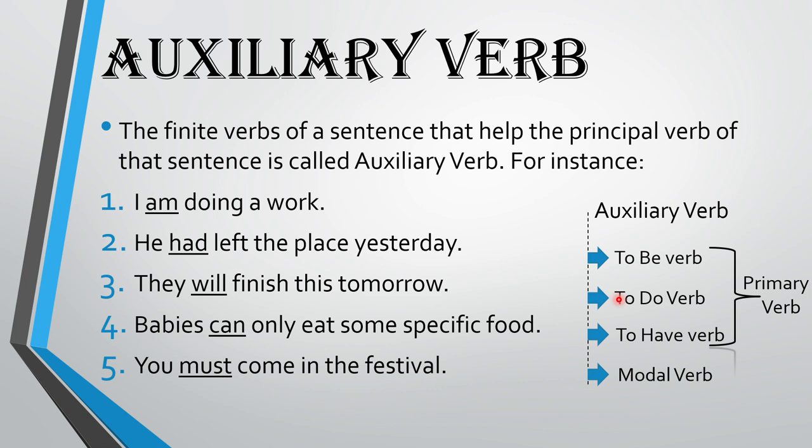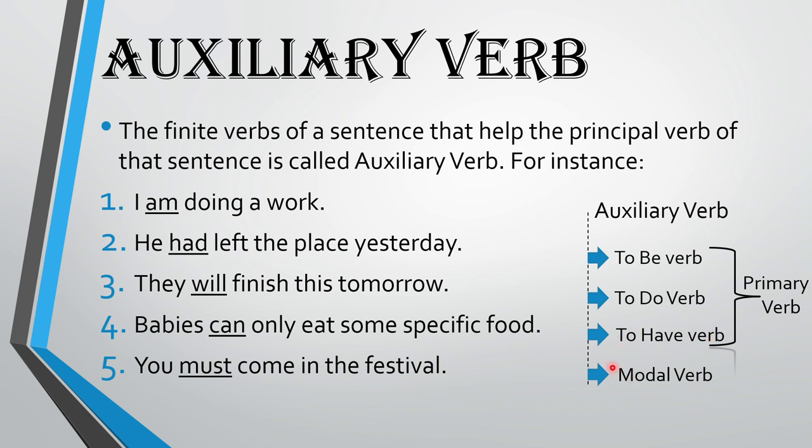We see the examples of to do verbs as auxiliary verbs in negative sentences. They are not used in assertive sentences, but in negative sentences these verbs are used as auxiliary verbs. So the to do verb is a type of primary auxiliary verb. Then the to have verb. We know have verbs: have, has, had.